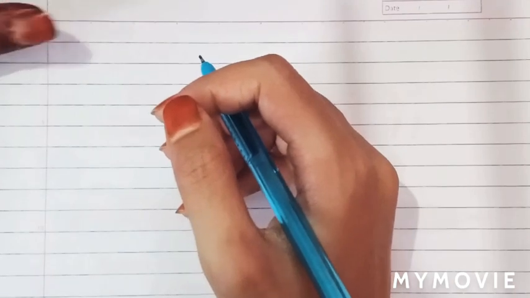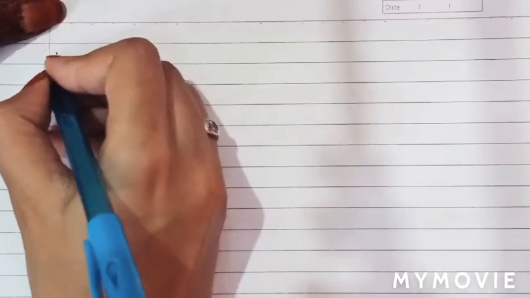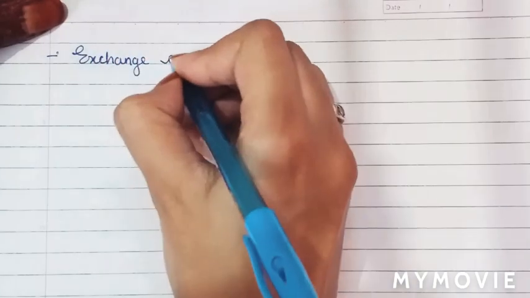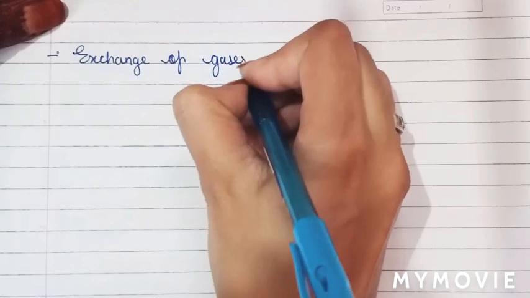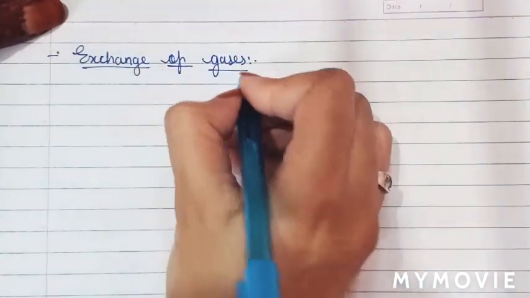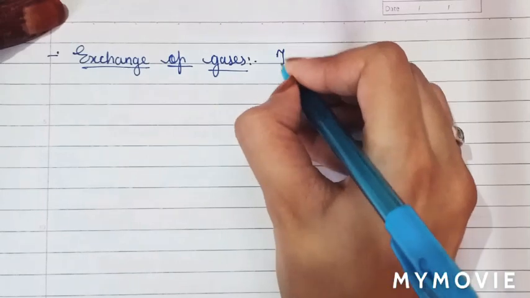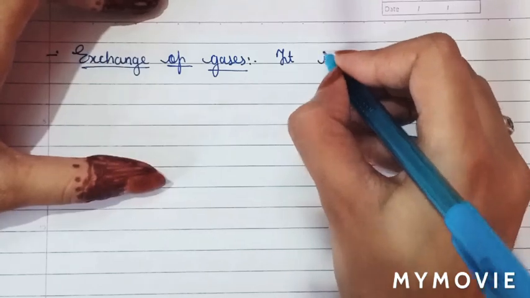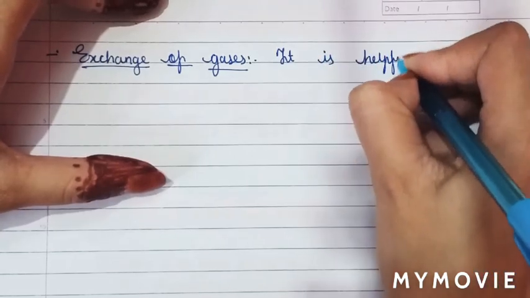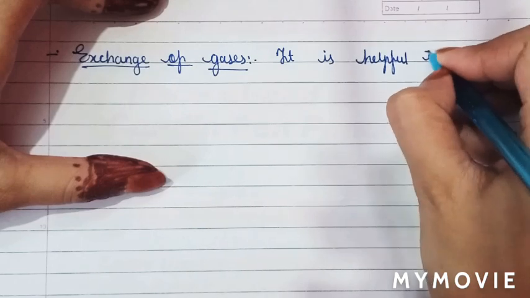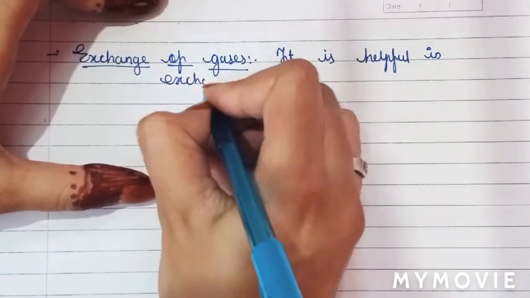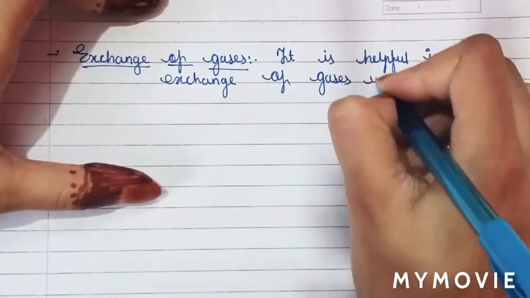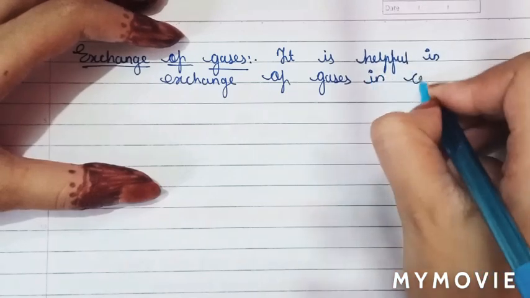The next function of the plasma membrane is exchange of gases. It helps, means the plasma membrane is helpful in exchange of gases in the cell.